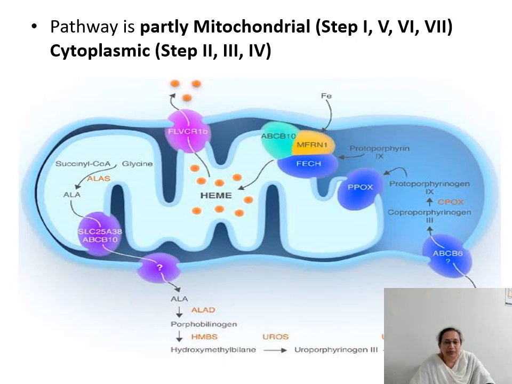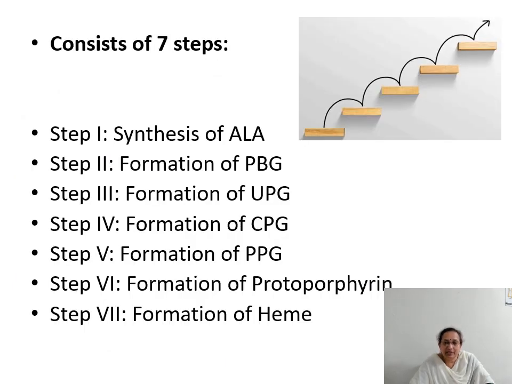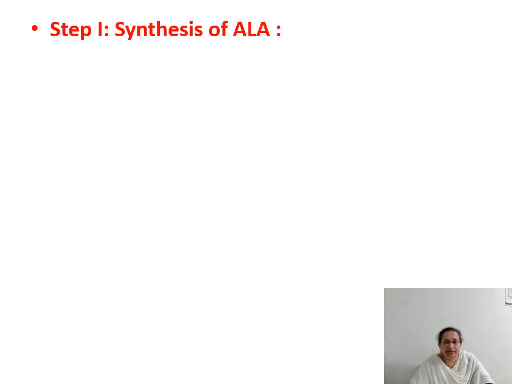So let us go stepwise. It consists of 7 steps, step 1 to step 7, right? Step 1 is the synthesis of delta aminolevulinic acid. Step 2 is formation of porphobilinogen. Step 3 is formation of uroporphyrinogen. Step 4, formation of coproporphyrinogen. Step 5 is formation of protoporphyrinogen. Step 6 is formation of protoporphyrin, and finally the last step, that is the 7th step, is formation of heme. So let us try to see one after the other.